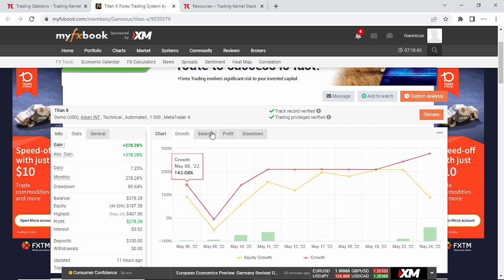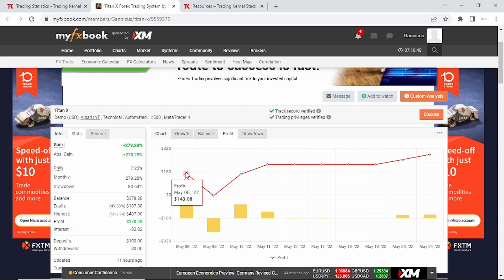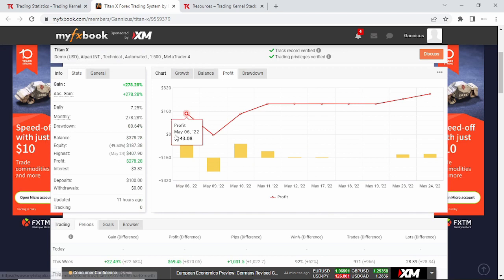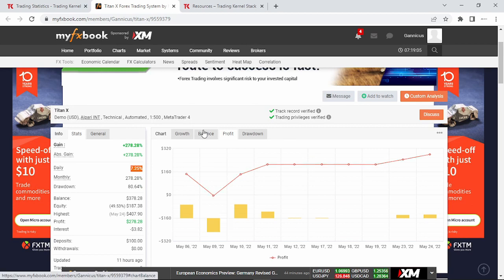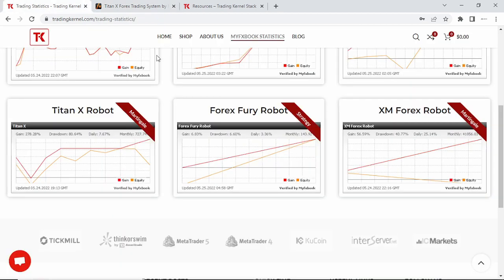Right, you can see we started. If we look at the profits here, okay, see we started with the $100, and then we are up to about $278. Okay, so let me just go to the chart here. You can see daily 47.25, monthly 278, and if I go here, it has an estimate of about 727% estimate monthly.